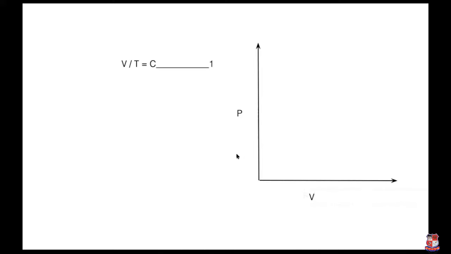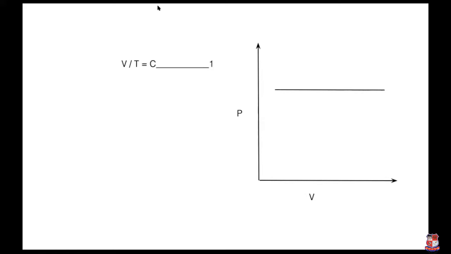Pressure versus volume. So here volume and temperature are there, so pressure is constant. V upon T is equal to C. So how do we draw the diagram for Charles law? The pressure is constant, so a straight line is there. One straight line, the constant pressure line.